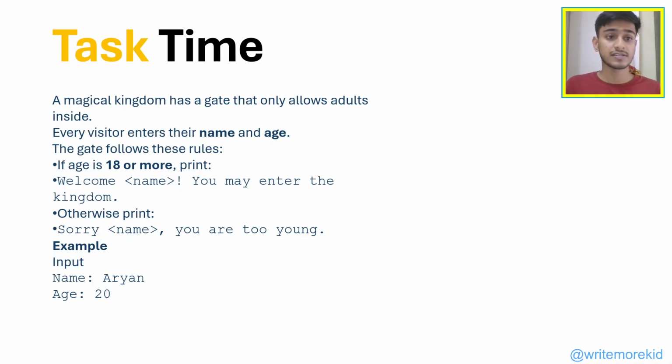So the question says there is a magical kingdom which has a gate that only allows adults inside. Every visitor enters their name and age, and the gate follows these rules. The very first rule is if age is 18 or more, it should print welcome name, you may enter the kingdom. Otherwise, it needs to print sorry name, you are too young.